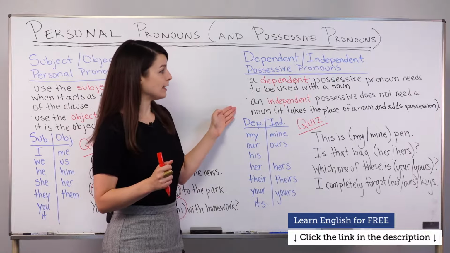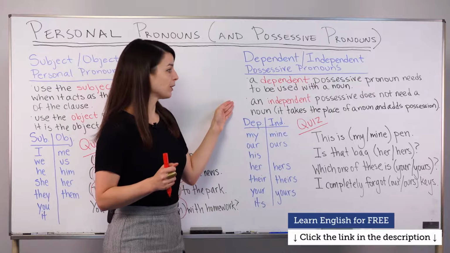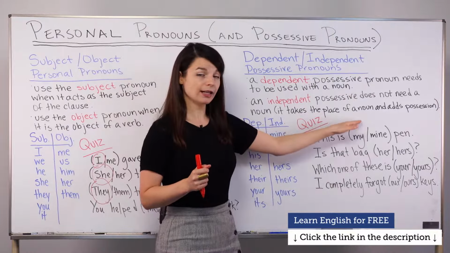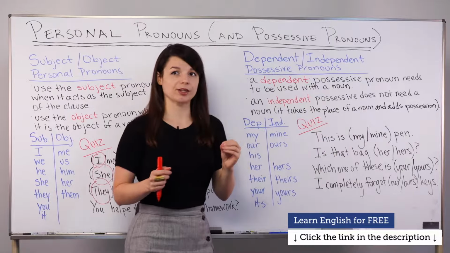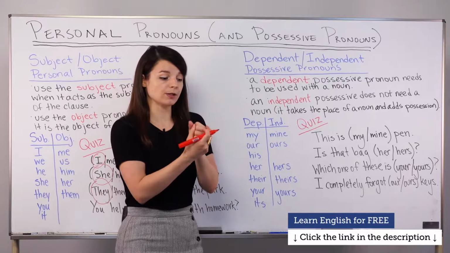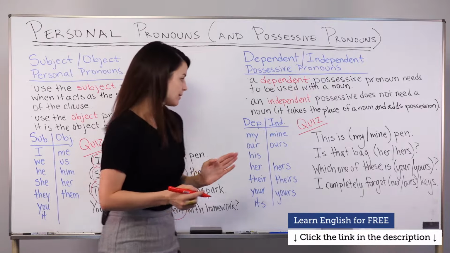An independent possessive pronoun does not need a noun. So an independent possessive pronoun takes the place of a noun and adds possession. So it means the noun plus ownership, some kind of possessive meaning. So let's take a look at what this means.